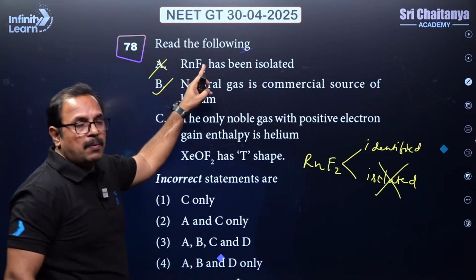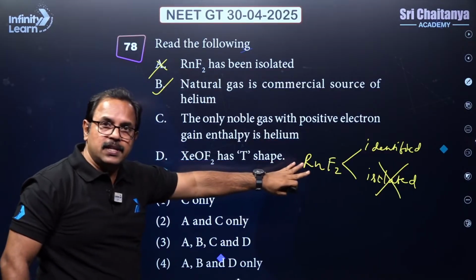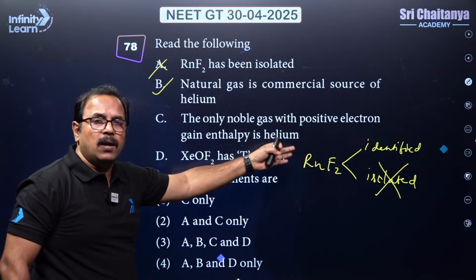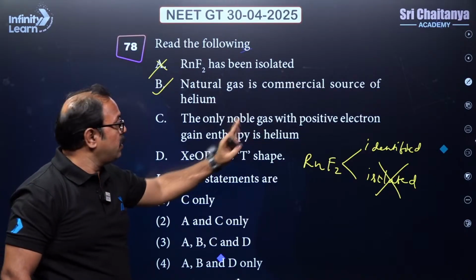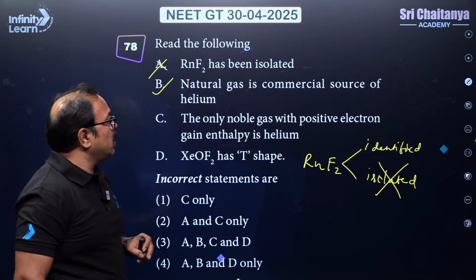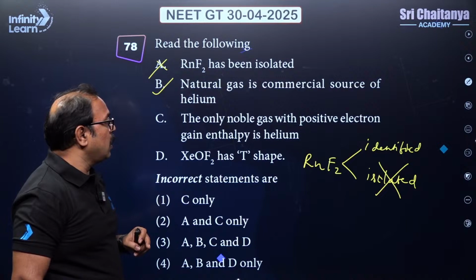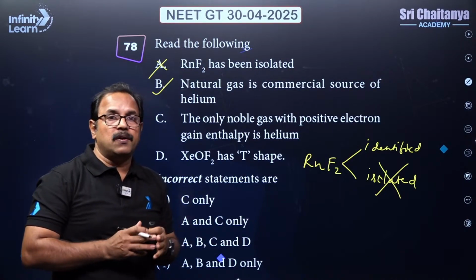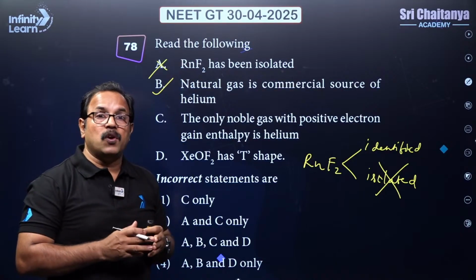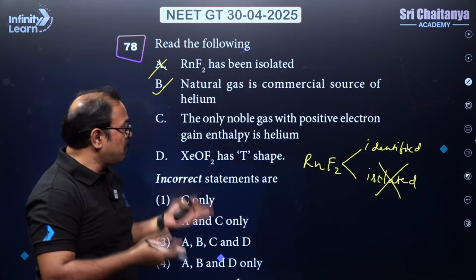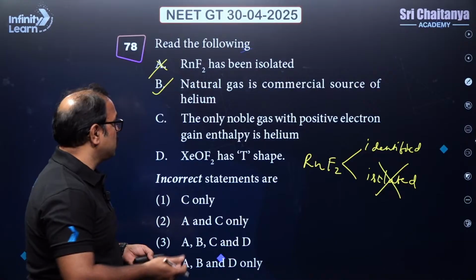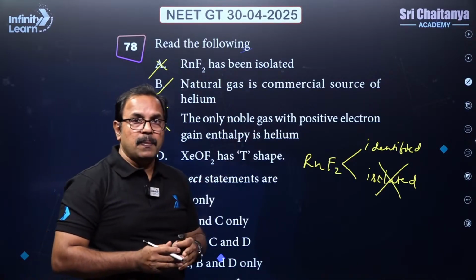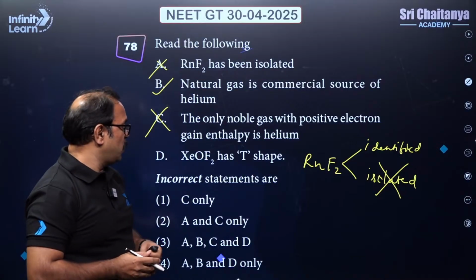Okay, of course remembering RnF2 is a bit challenging, I do agree, but that's the way the questions are. You may have hardly one or max 2 questions like that. The only noble gas with positive electron gain enthalpy is helium. This is wrong, because we know that all noble gases have stable configuration and all of them have positive values. They have different positive values. Neon has the highest value anyhow, but helium is not the only element. All the members have positive value.